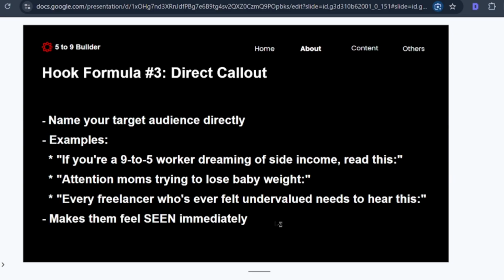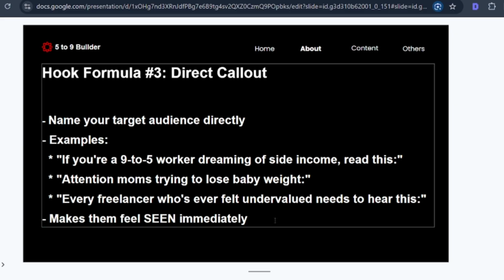Now the third formula is what we call direct call out. Okay, the direct call out is name the target audience directly. Okay, an example: if you are a 9-to-5 worker dreaming of side income, read this. You understand? Now it means that your target audience is a 9-to-5 worker, somebody who is working during the day, but the person is trying to start another business that will increase his earning or probably increase his money or financial status. You understand? Then you say that to that person. Now the moment this person who is working during the day sees this particular post or this particular hook, the person will get interested, and then you will come to your content and see exactly what you are trying to say.